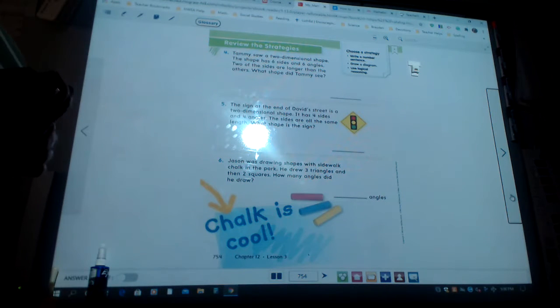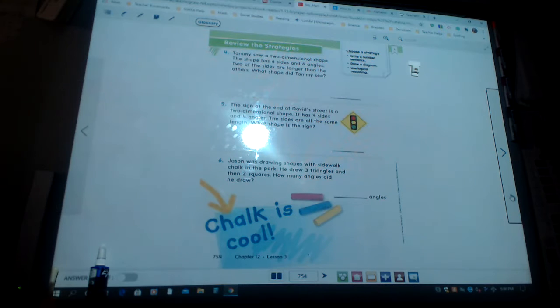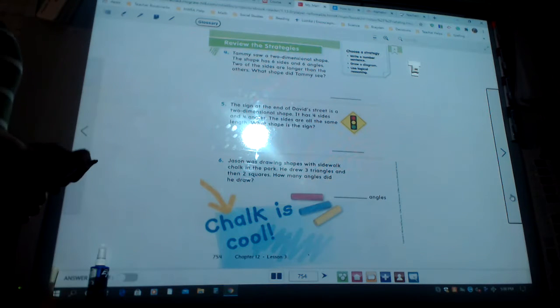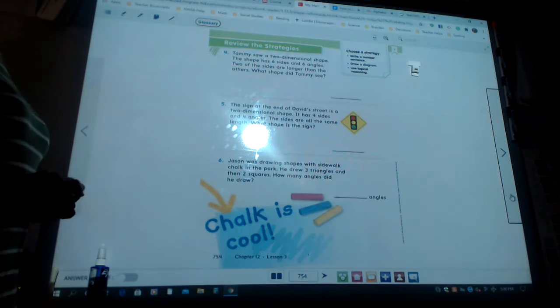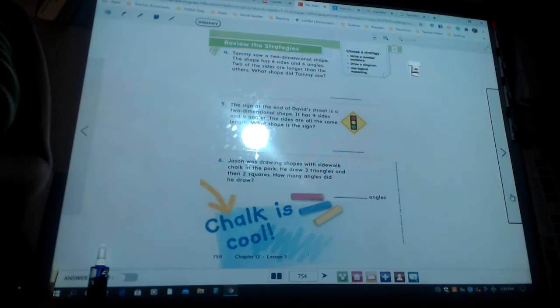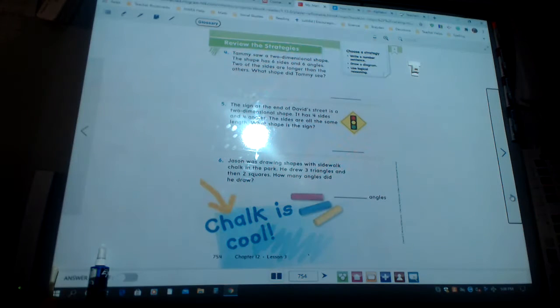It says Tammy saw a 2-dimensional shape. Okay, 2-dimensional shapes. That's what we've been talking about. This shape has 6 sides and 6 angles. Okay, 6 sides, 6 angles. Well, that sounds to me like a hexagon. Let's see what else it says. 2 of the sides are longer than the others. What shape did Tammy see? Ooh, that kind of throws us for a loop, doesn't it? Think about it for just a minute.